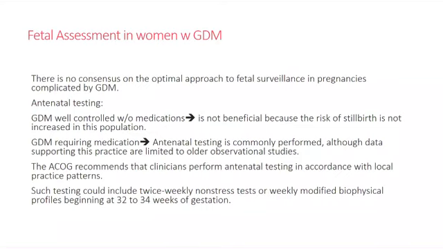Those who require medication, you want to do antenatal testing. Data supporting this practice are limited to older observational data. ACOG recommends that clinicians perform antenatal testing in accordance with local practice. So whatever our colleagues are doing or encouraging, we try to be on the same page. Such testing could be a twice weekly non-stress test, or a weekly BPP, starting at 32 or 34 weeks gestation. Probably with insulin you may start at 32, and with oral medication you may start at 34.